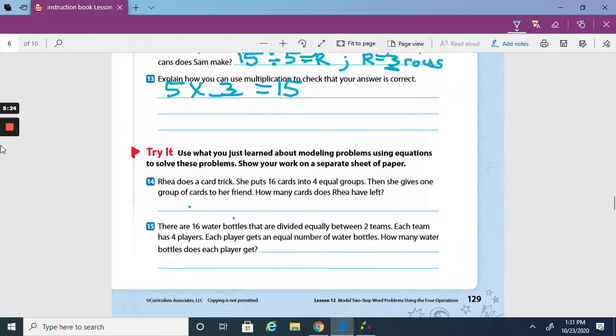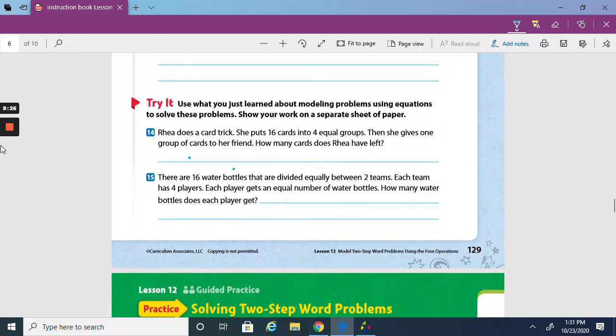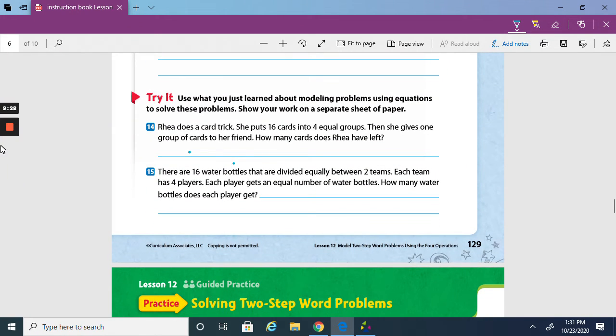Now let's go down to the try it problems. Use what you've just learned about modeling problems using equations to solve these problems. Show your work on a separate sheet of paper. If you need to pause the video to go get a separate sheet of paper, please do that. You can also just work the problems on the actual page that you have, page 129.